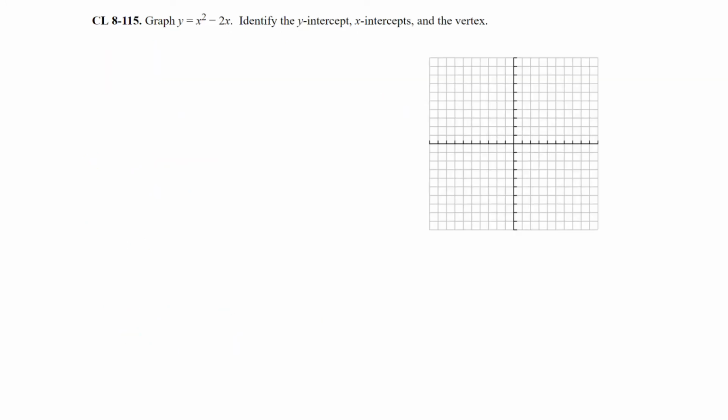Question 115, graph y equals x squared minus 2x. Identify the y-intercept, the x-intercept, and the vertex. Now, we've done this a lot of different ways, so what I'm going to do might not be the same thing you did, and that's perfectly fine.